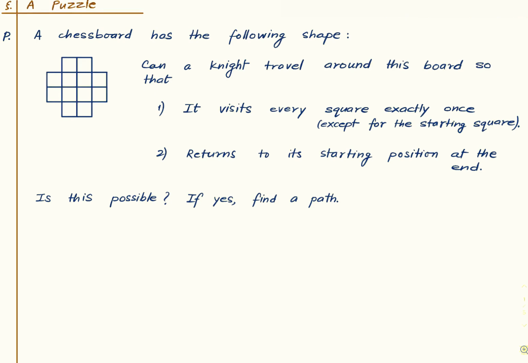And what is the problem? The problem is: is it even possible to do so? Can the knight find such a path? And if yes, then find such a path. All right, so I do not want you to attempt this problem. I just want you to play along so that we can see why the notion of a graph just pops out of this puzzle.